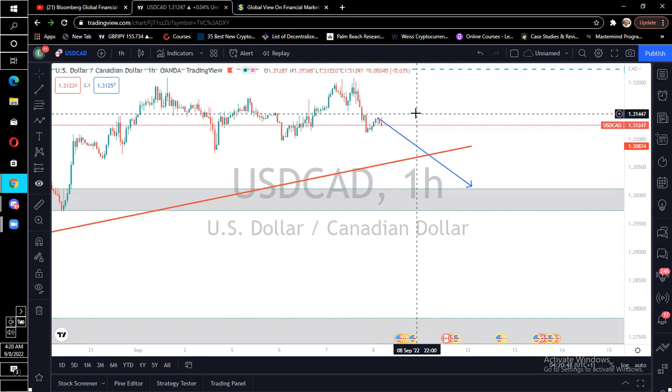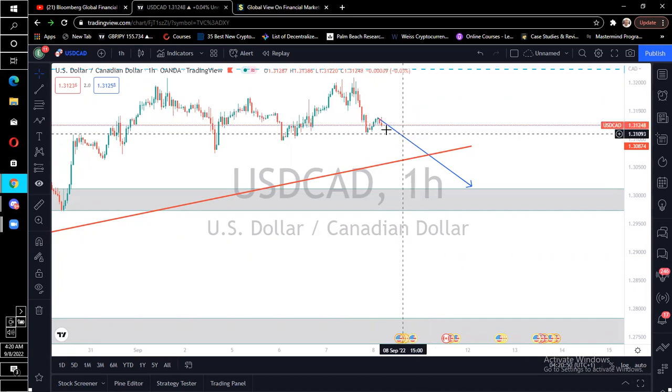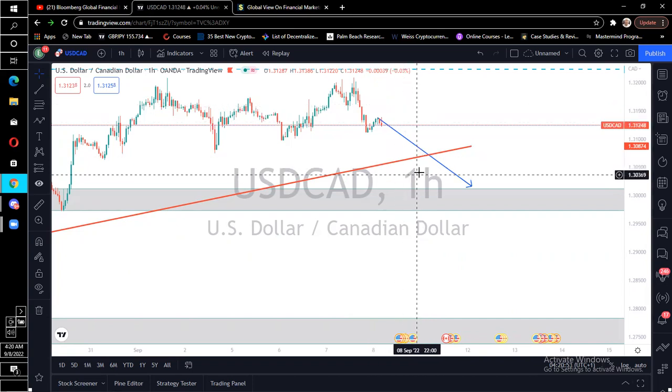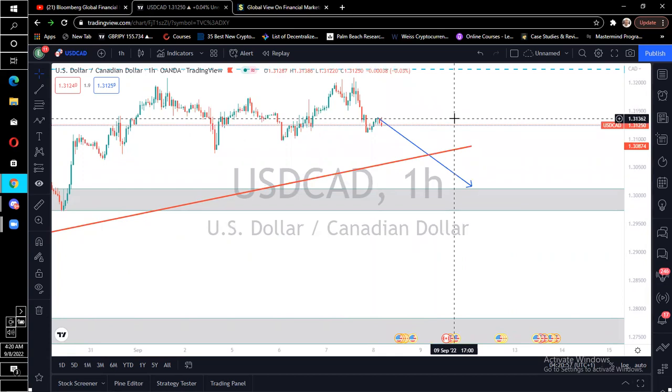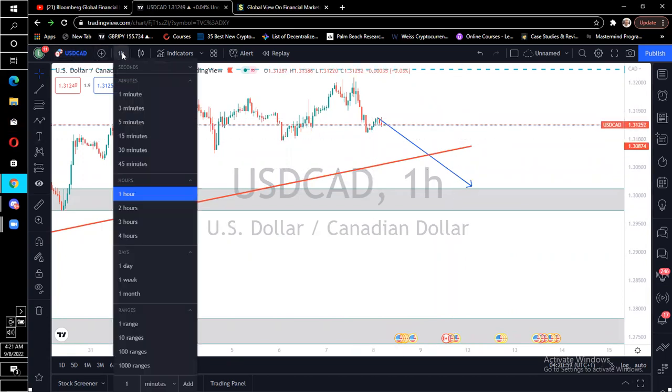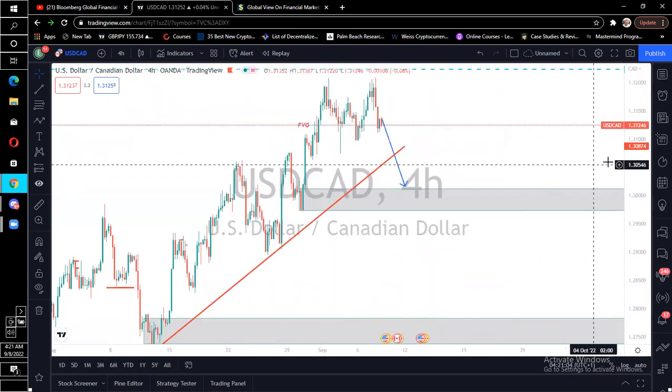So market enter this level. If we see a little push to the upside before they come down, that will be fine. But this is our buyers with downside. Good. We'll go back to our 4 hours time frame.